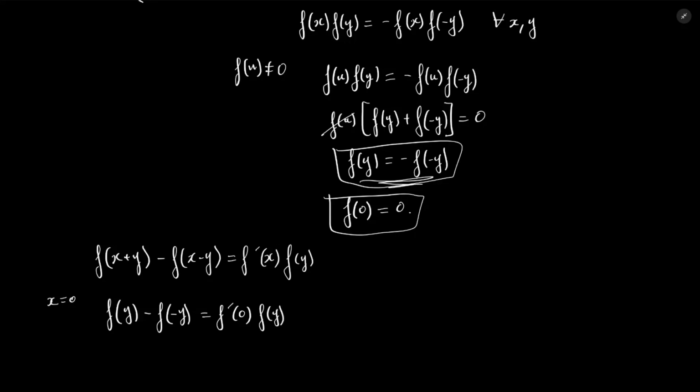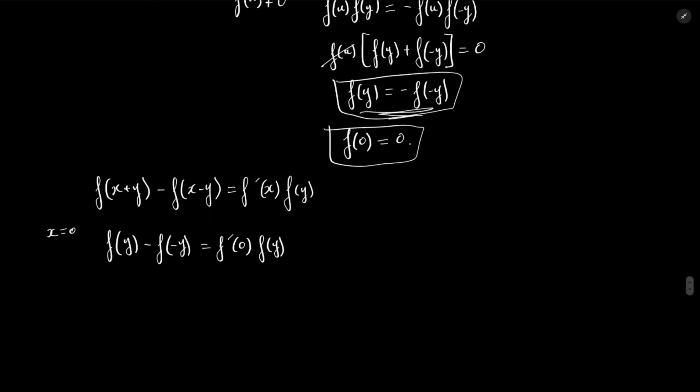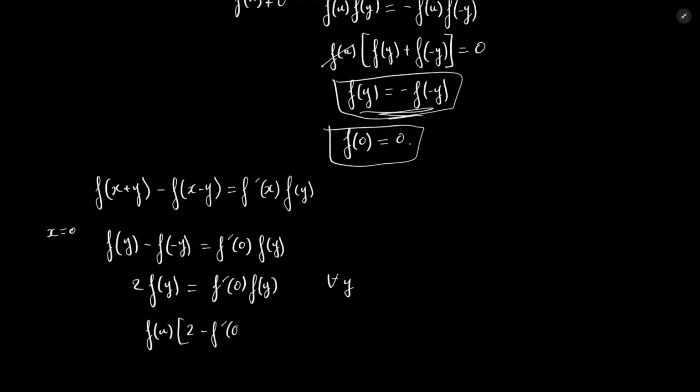And because the function f is odd, as we have seen before, we know that f of minus y is equal to minus f of y. So we can write 2f of y is equal to f prime of 0 f of y. And this equation is valid for any number y. So in particular, this is valid in the number u, for which we know that f of u is different from 0. So we can write f of u multiplied by 2 minus f prime of 0 is equal to 0. And again, because f of u is different from 0, we can write that f prime of 0 is equal to 2.